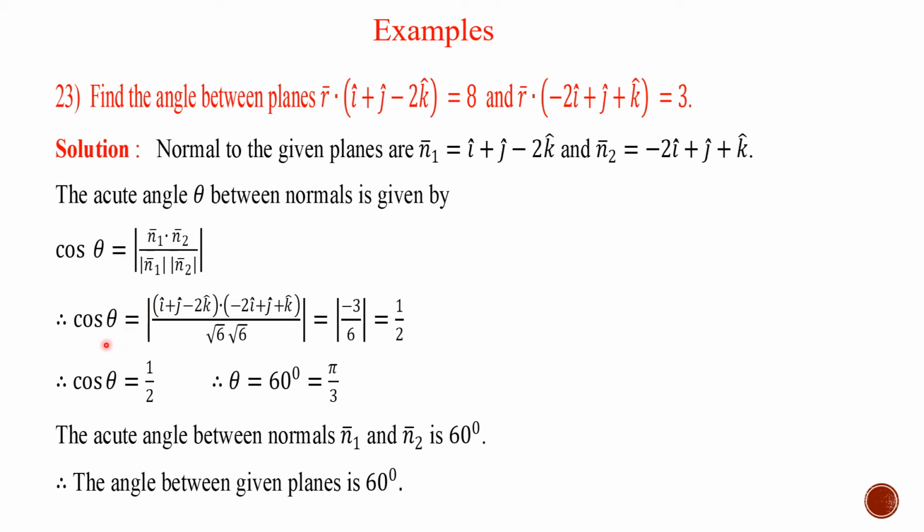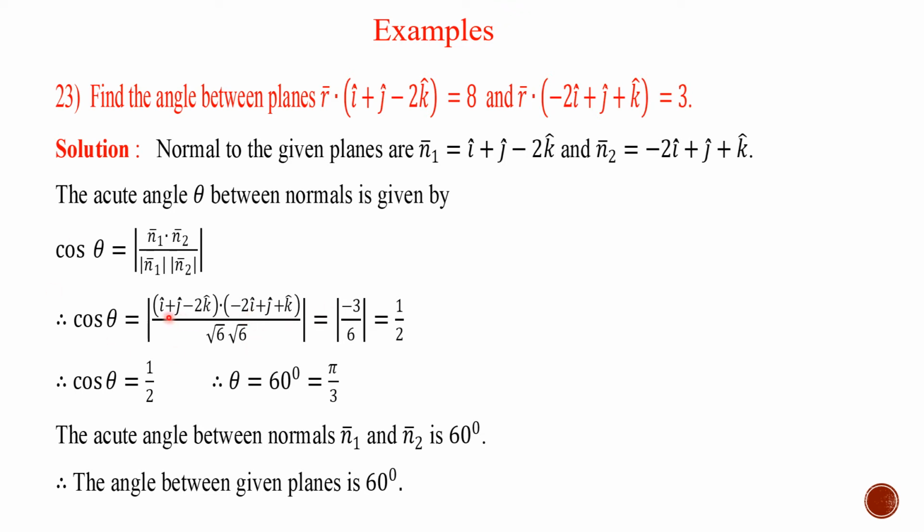Therefore, cos θ, putting in the values, n̄1 = i + j − 2k and n̄2 = −2i + j + k. Here is the dot product divided by the product of magnitudes. Magnitude of n̄1 is root of 1 squared plus 1 squared plus (−2) squared, which is root of 1 + 1 + 4 = root of 6. Also, magnitude of n̄2 is root of (−2) squared plus 1 squared plus 1 squared, which is root of 4 + 1 + 1 = root of 6.